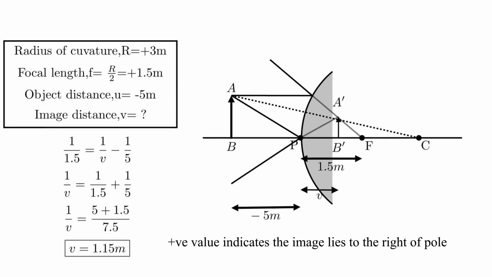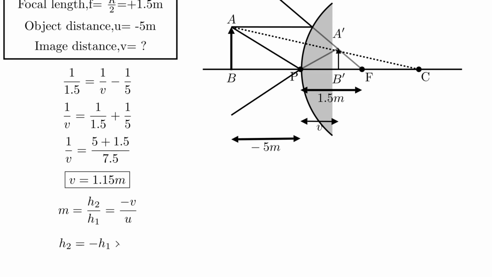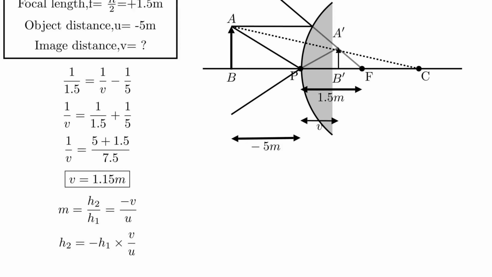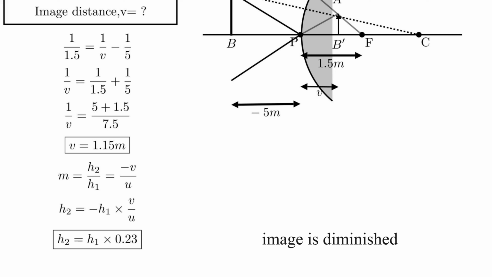In order to find the size of image, we will make use of the relation of magnification, that is m equals h2 over h1 equals minus v over u, where h2 is the height of the image, so h2 equals minus v over u into h1. Putting the values, we get h2 as minus 1.15 divided by minus 5 into h1. On simplifying, we have h2 as 0.23 into h1. Therefore, the image is smaller than the object by a factor of 0.23. Moving on to the next problem.